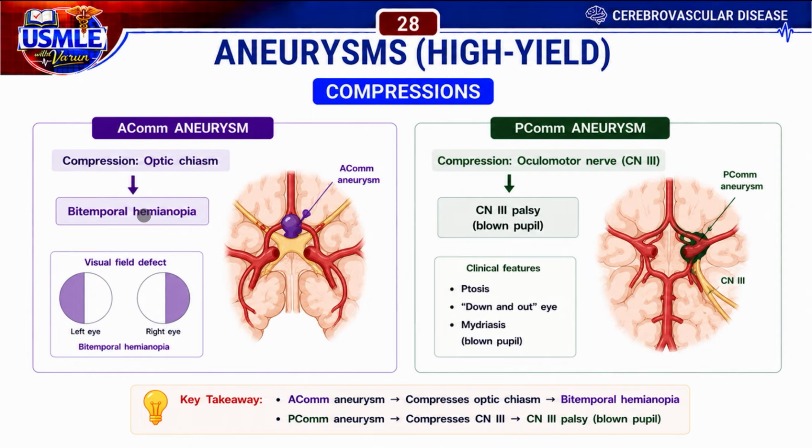In these cases of involvement of the anterior communicating artery, bitemporal hemianopia is a very common possibility where there is loss of peripheral vision on both sides, in both eyes. So the characteristic visual field defect in bitemporal hemianopia looks like this, where the temporal sides of both the eye visual fields are usually affected.